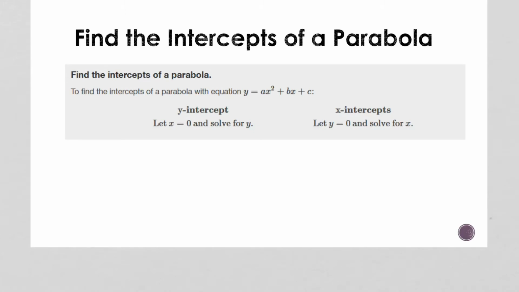We will find the intercepts of a parabola the same way that we have always found our intercepts. To find your y-intercept, you let x equal 0 and you solve for y. That's usually the easiest one to find. To find your x-intercept, you let y equal 0 and you solve for x. To do this one, you might have to factor, you might have to use completing the square, or you might have to use the quadratic equation, which is why I say that the y-intercept is usually easier to find.